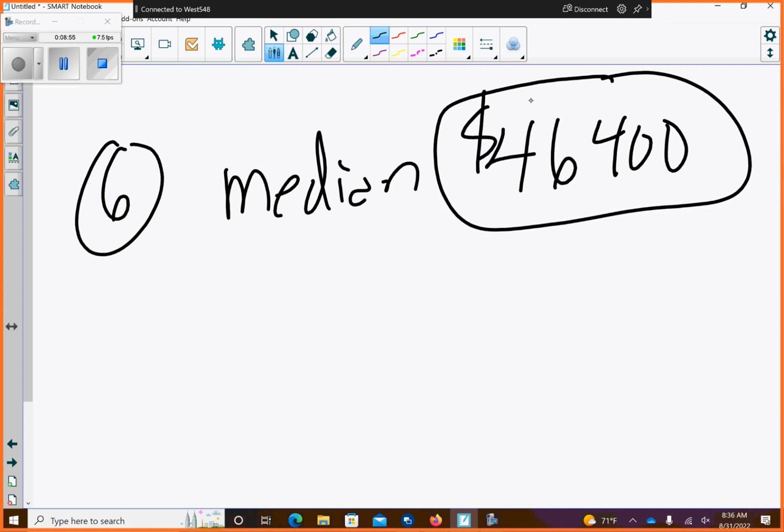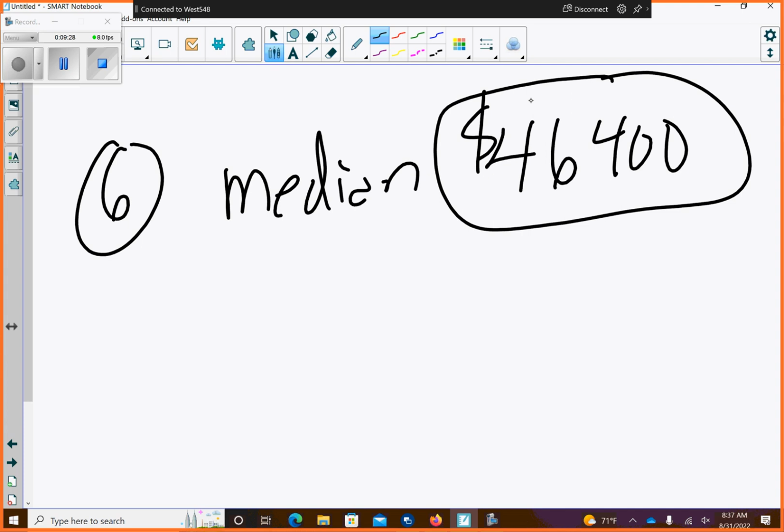Well, what is the median just in definition? The middle. So if the median was 46,400, that's at the 50th percentile. So what does that mean? Do all people make more than that? All people make less than that? And a certain percent make more or less? Or what do you think? That's the average. That's not the average. The average is the mean. So that's the middle.